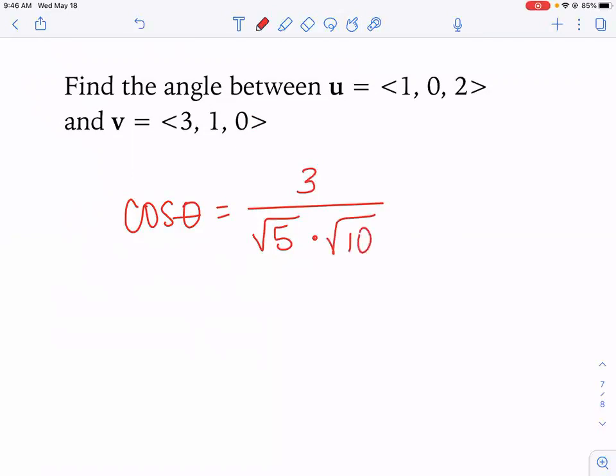Okay. So in our calculator, we need to take the inverse cosine of this fraction. Please remember to either use that fraction key, or if you're not going to use the fraction key, your denominator needs to be in parentheses. Please find me this angle.